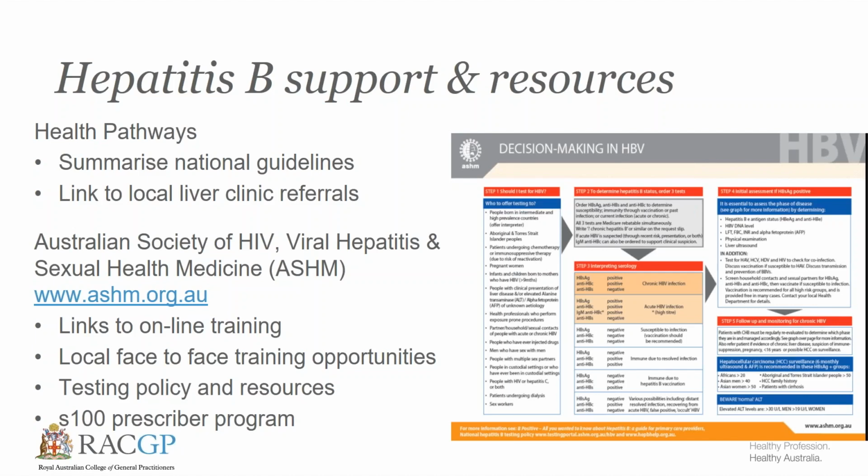But ASHM also have other useful things. So if you had a lot of patients with hepatitis B and wanted to become a prescriber, they offer the S100 prescriber courses. And there's other useful things there. They often have face-to-face training, more online training, and the national testing policies and so forth. So I think that's a really good website to have a look at.